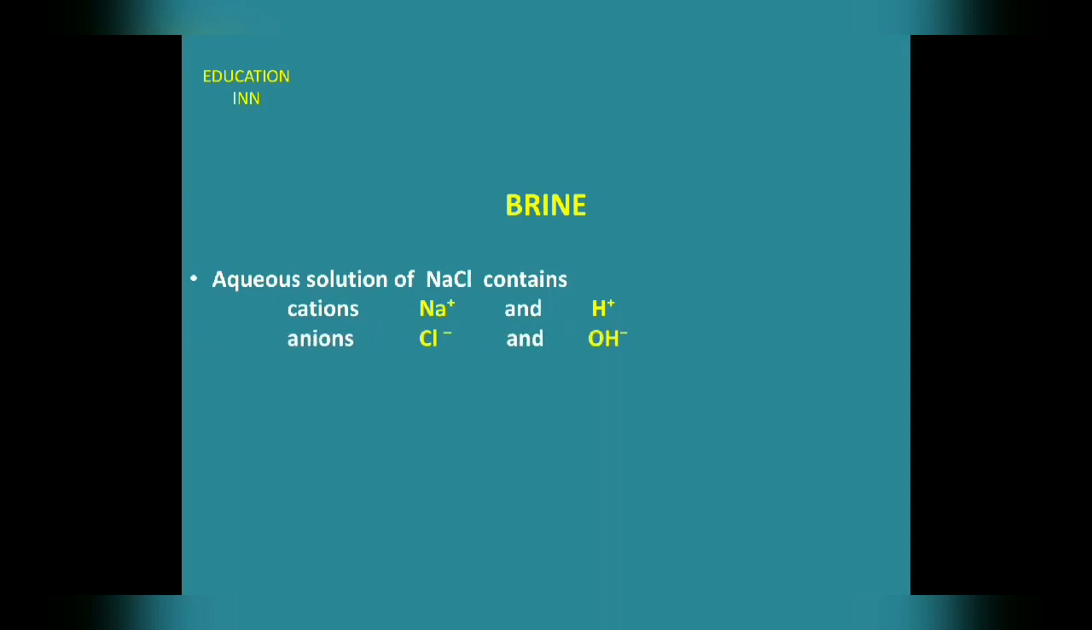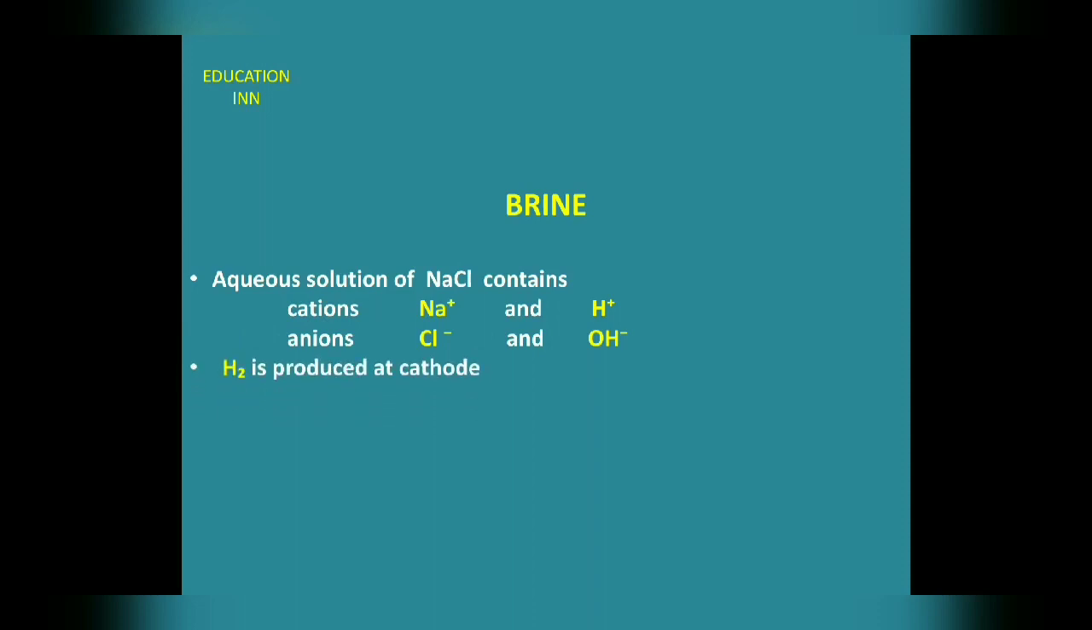It is prepared from brine. Brine is an aqueous solution of sodium chloride. Aqueous solution of sodium chloride contains cations of two types, sodium ion from sodium chloride and hydrogen ion from water. Similarly, it contains two types of anions, chloride ion from sodium chloride and hydroxyl ion from water.